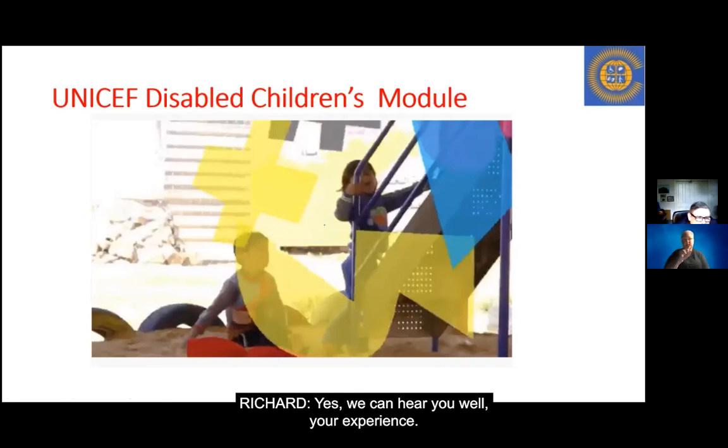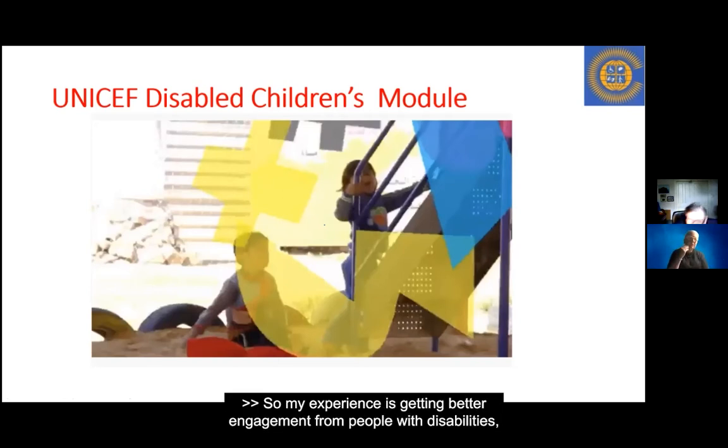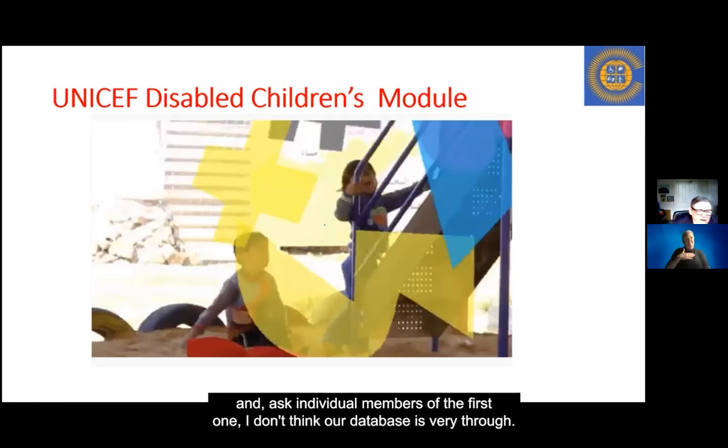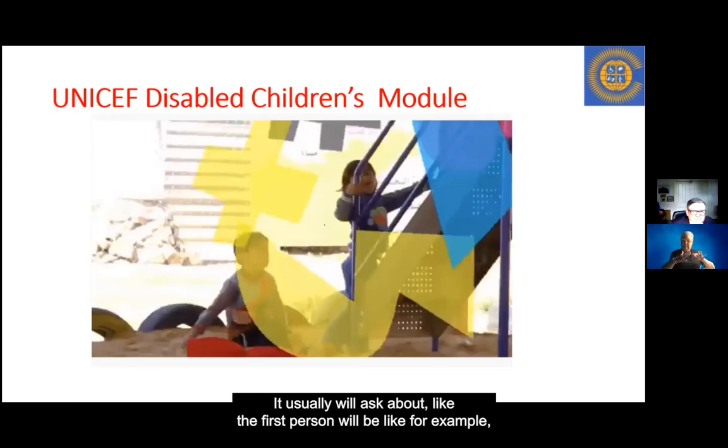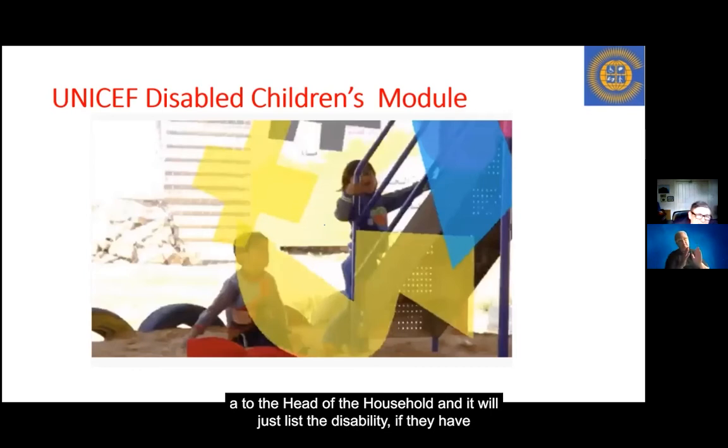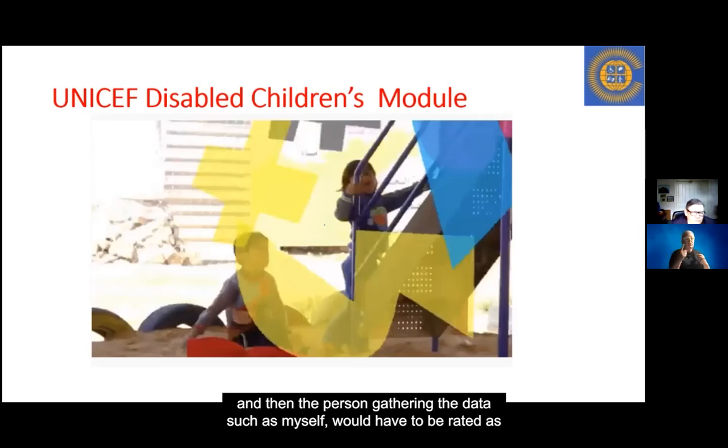Okay. My experience with gathering data from people with disabilities: we use a database as a social worker here. I would usually do family assessments and ask about individual members of the household, and I don't think our database is very thorough. It usually would ask about the first person, for example the head of the household, and it would just list the disability: if they have issues with hearing, seeing, self-care, walking, remembering, or are visually impaired. Then the person gathering the data, such as myself, would have to rate it as none, no issues, some issues, a lot of issues, or cannot do any at all.